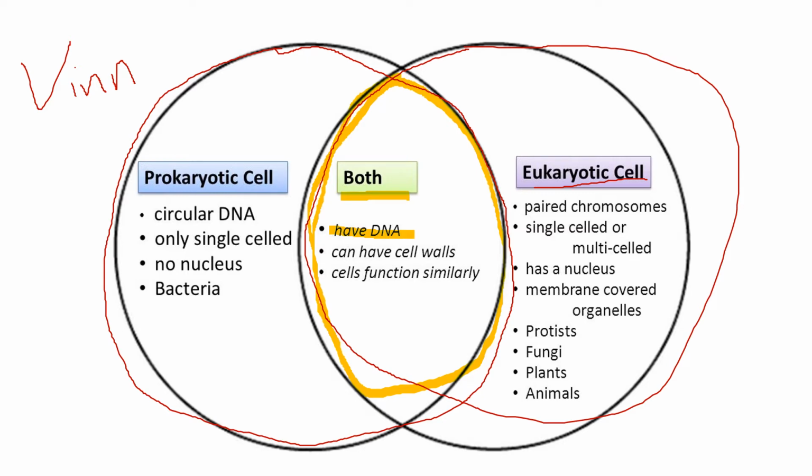They both, well, some can have cell walls, some may not. Some eukaryotes have cell walls, some may not. But of course, all prokaryotes have cell walls. And then the cells function similarly in terms of having DNA and all that stuff there.